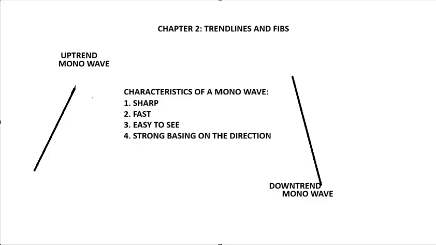This is where we start connecting the dots between price action and market structure. So, today we're going to talk about trend lines and fibs. Okay, so those are Fibonacci's, and how they help us understand when a market is actually trending or just consolidating.